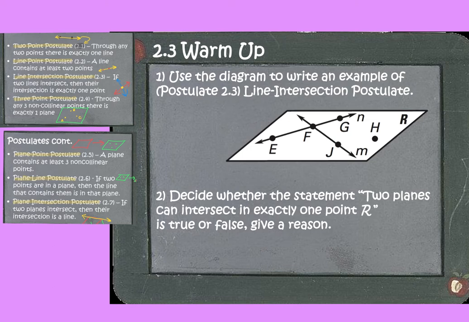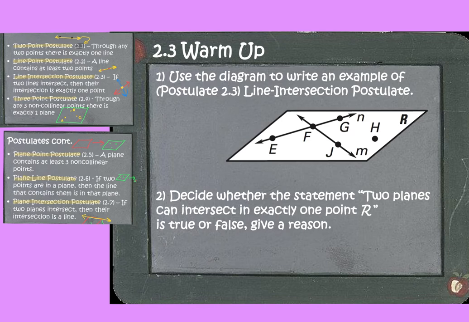If you do, should you get 100 on the quiz? If you know all of that and you can do all the application of it, yes. Number 1 says use the diagram to write an example of postulate 2-3, which is called the line intersection postulate. The line intersection postulate says if two lines intersect, then their intersection is exactly 1 point.